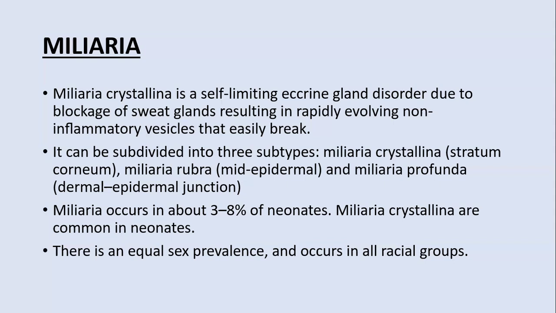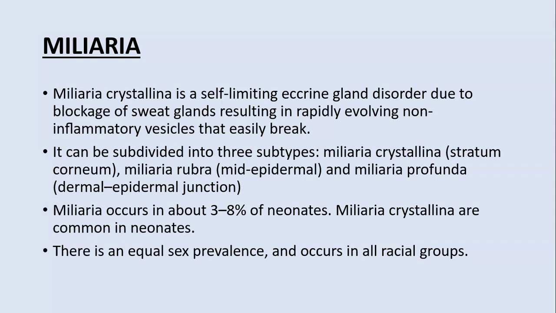So miliaria is usually divided into 3 subtypes. The most superficial is Miliaria crystallina, which involves the blockade of the eccrine duct at the stratum corneum. Then there is Miliaria rubra, when the blockade is in the mid-epidermis, and Miliaria profunda, where the blockade is at the level of the dermo-epidermal junction.